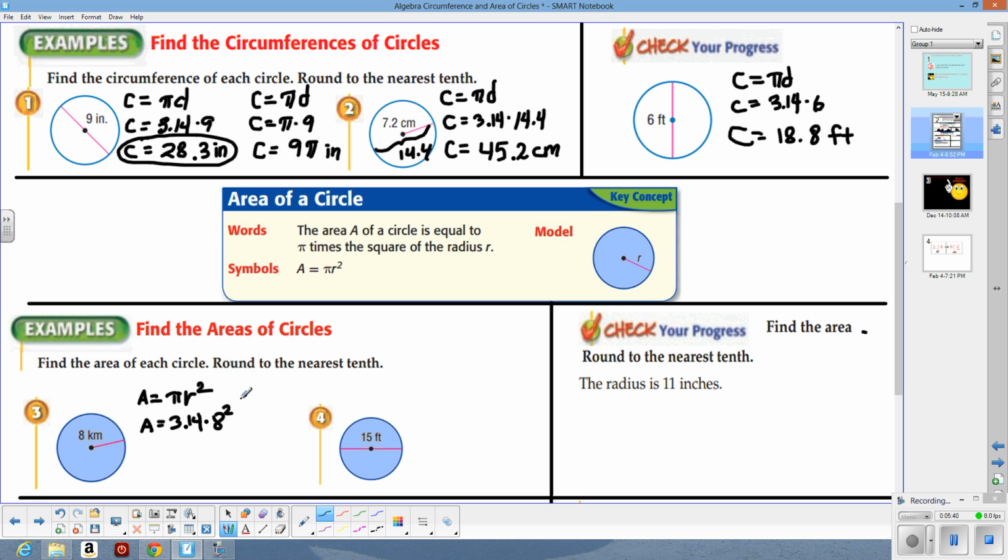That's 200.96. 200.96 rounded to the nearest tenth. Since the number after the tenths place is a 6, we're going to round up. So this is going to have to actually be bumped up to 201.0. 201.0, and then the label will be in kilometers squared, because area is always in square units. It's the space inside the figure.